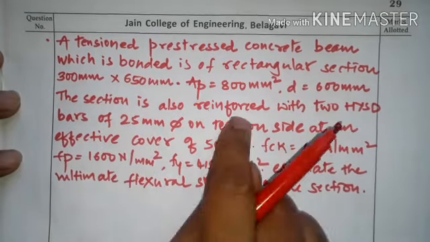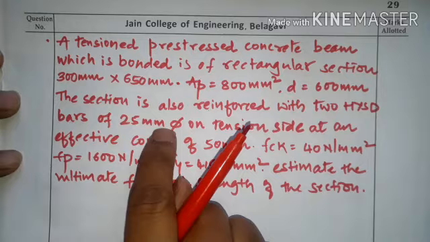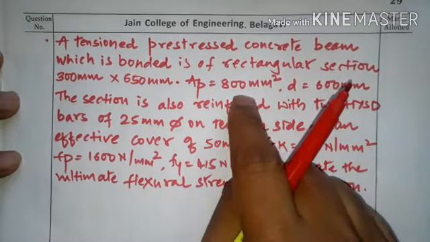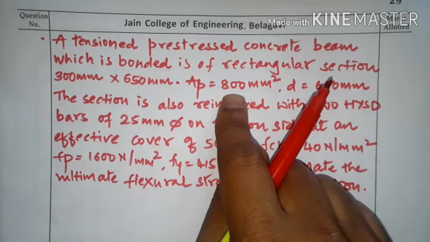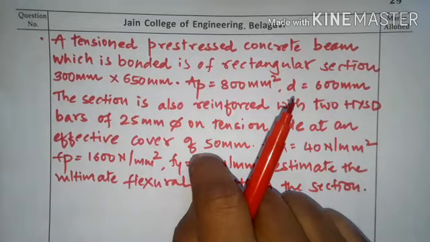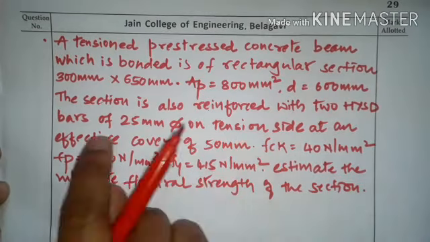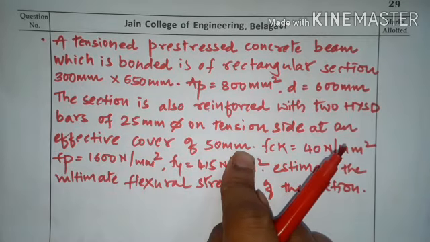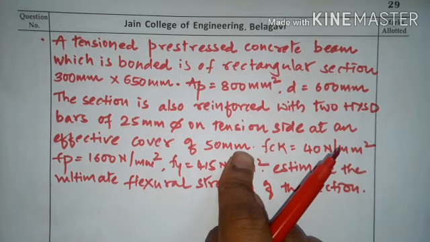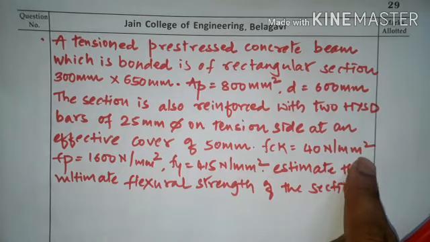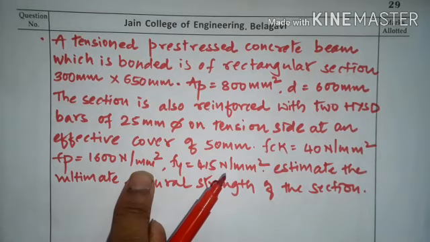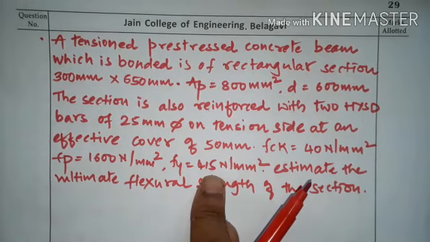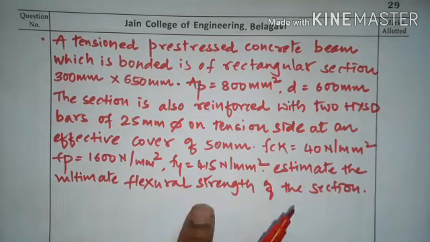The section is also reinforced with two HYSD bars of 25 mm dia on the tension side. So apart from the pre-stressing tendons of area 800 mm square, that same cross section is provided with two HYSD bars of 25 mm dia on the tension side at an effective cover of 50 mm. So ultimately again the effective depth will be 600 only, and FCK is equal to 40 Newton per mm square, FP is equal to 1600 Newton per mm square, and Fy for the bars of 25 mm dia is given as 415 Newton per mm square. Estimate the ultimate flexural strength of the section.